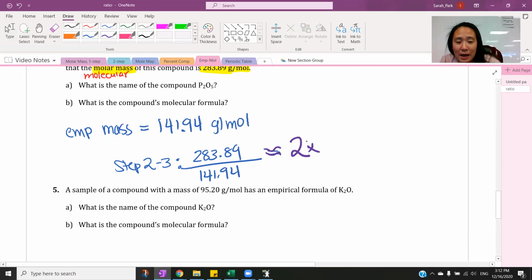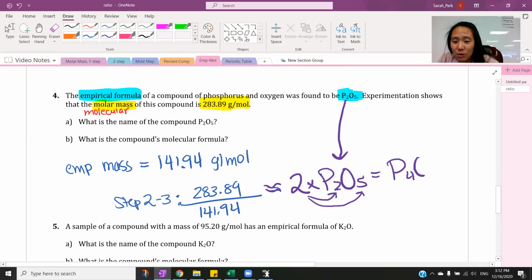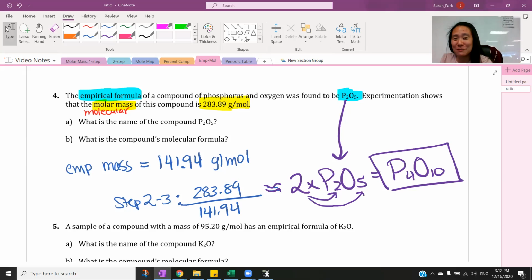Then you multiply by the empirical formula, P2O5, to get the molecular formula. So 2 times 2, and then 2 times 5. So what is the molecular formula? It's P4O10. Ta-da! Now you know how to go backwards and forwards between empirical and molecular formula.